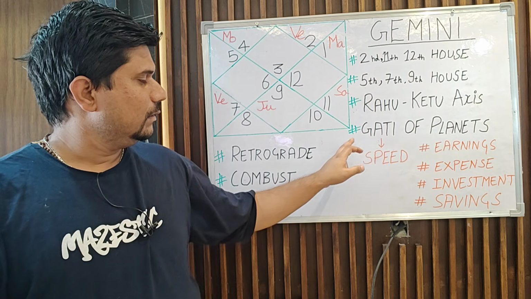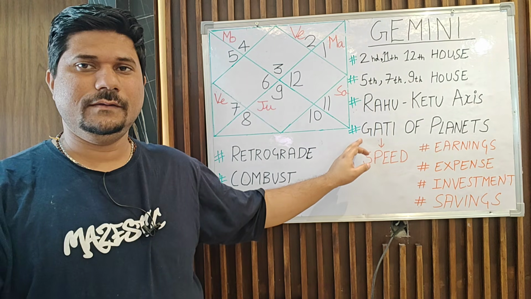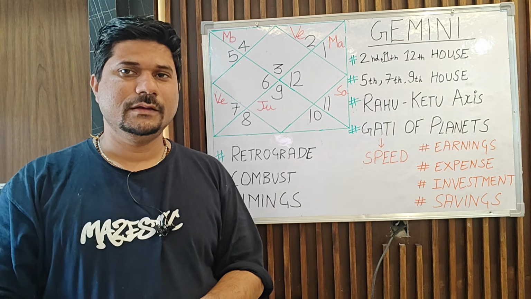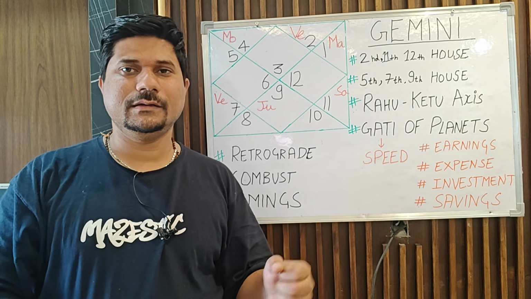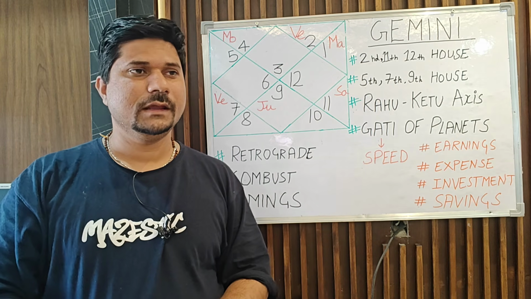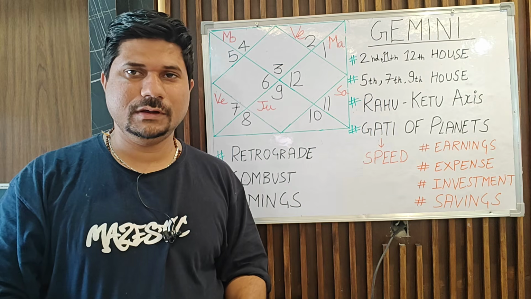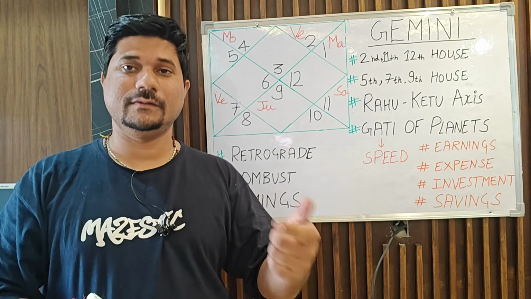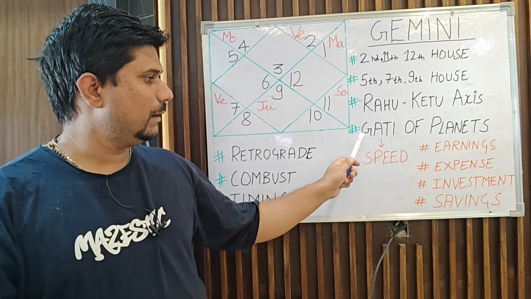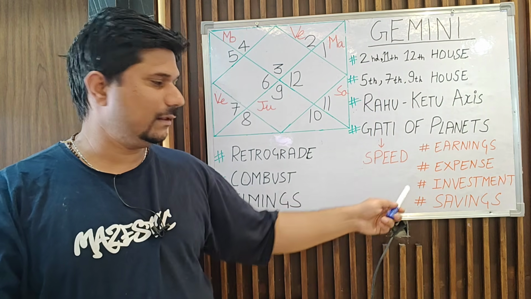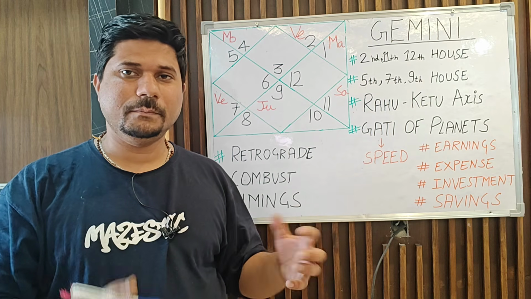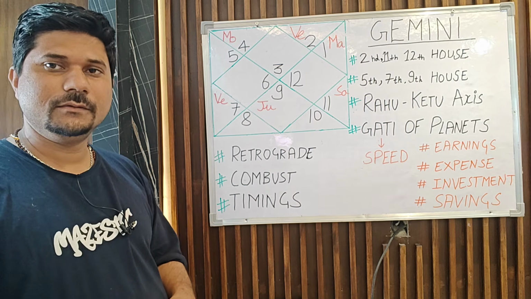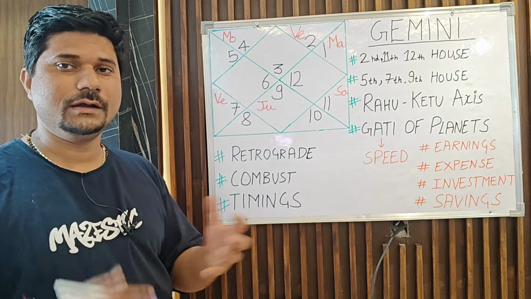Next is a very important concept, the concept of Gati of planets, okay? Gati simply means the speed of a planet. There are certain fast moving planets and certain slow moving planets in Vedic astrology. Slow moving planets have the capacity to give you slow results, whereas fast moving planets have the capacity to give quick results in your life. In the Gati part, we are also going to discuss your earning, expense, investment, savings and the planet behavior. And lastly, we will look at the retrogression and combustion of the planets, okay? What if the planet is retrograde, combust, and its impact?